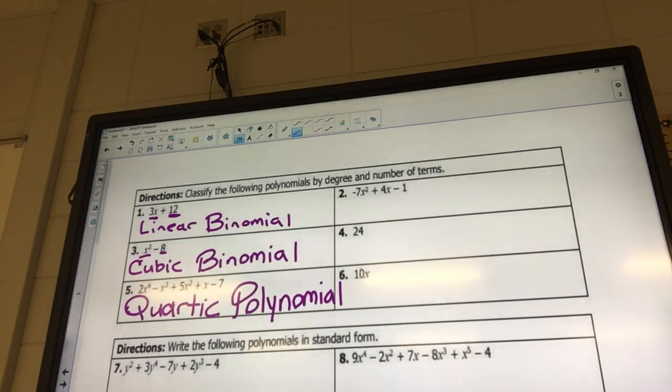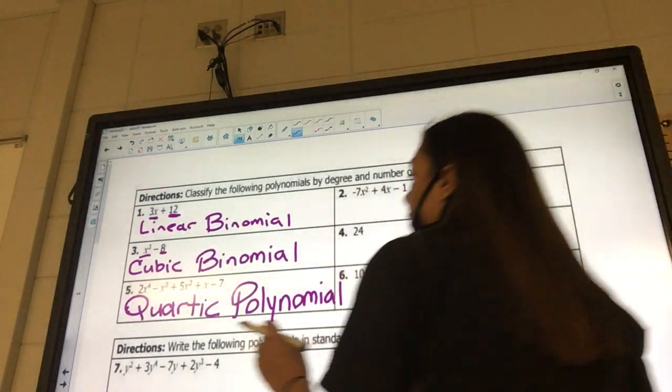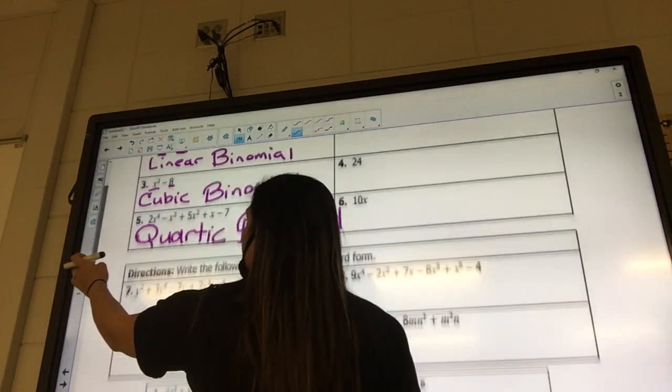Okay, what's the next section tell us to do? In standard form. Okay, what are the 2 things for standard form?